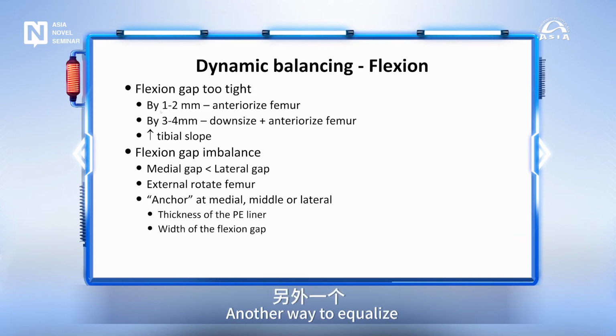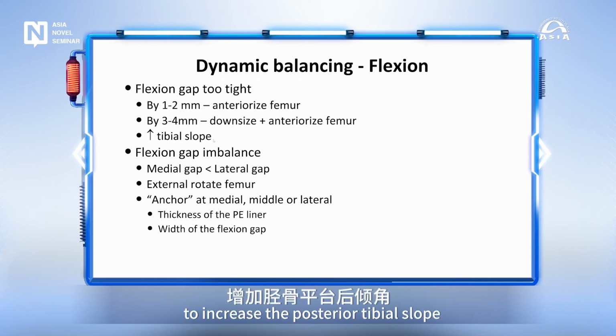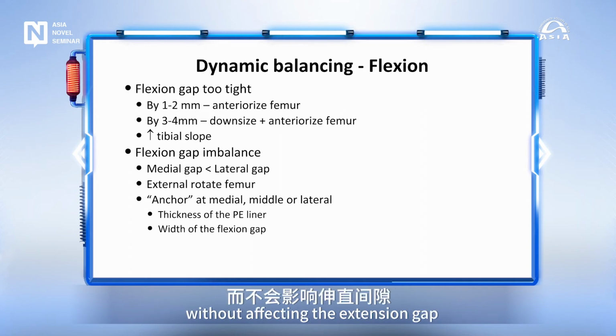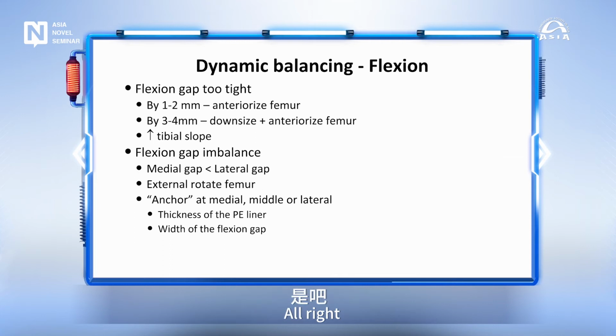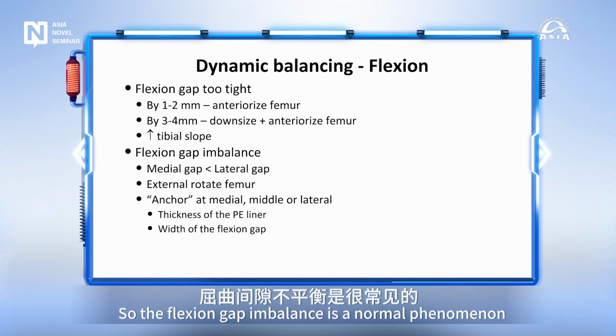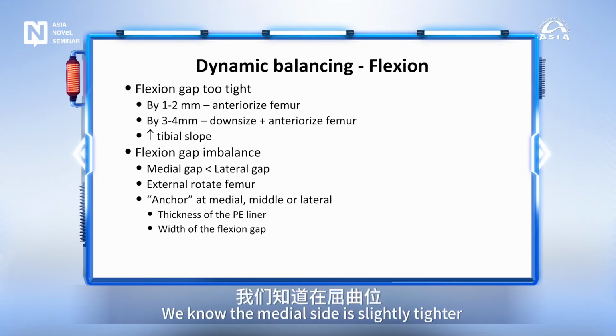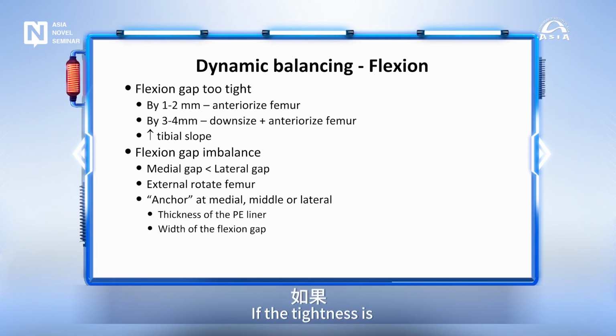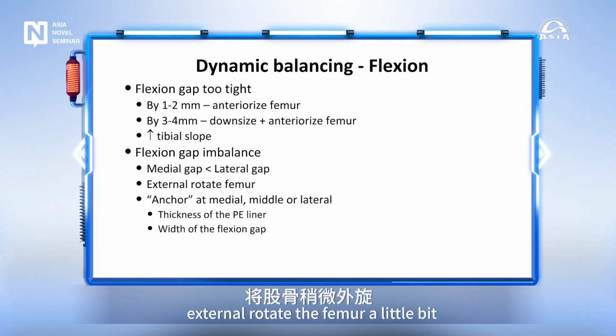Another way to equalize the flexion extension gap is to increase the posterior tibial slope by 1 to 2 degrees. In that way, that would only affect the flexion gap without affecting the extension gap. Right, so the flexion gap imbalance is a normal phenomenon. We know the medial side is slightly tighter than the lateral side in flexion. If the discrepancy is too big, then you can consider externally rotating the femur a little bit.